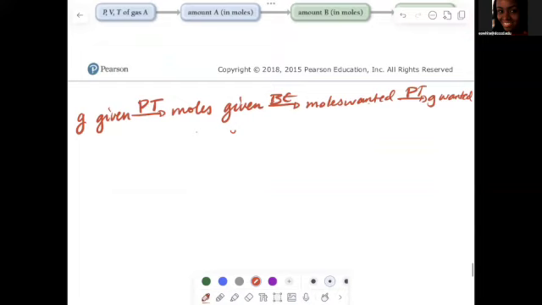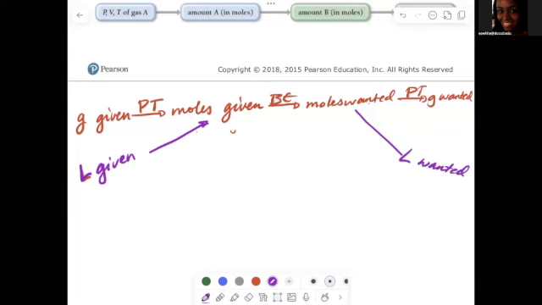The nice thing about using the iPad is I can just pick a different color. Okay. Then we went to liters. Oh, there it is. Liters given, and we go to moles given. The moles given, balanced equation, moles wanted, and then we go to liters wanted.